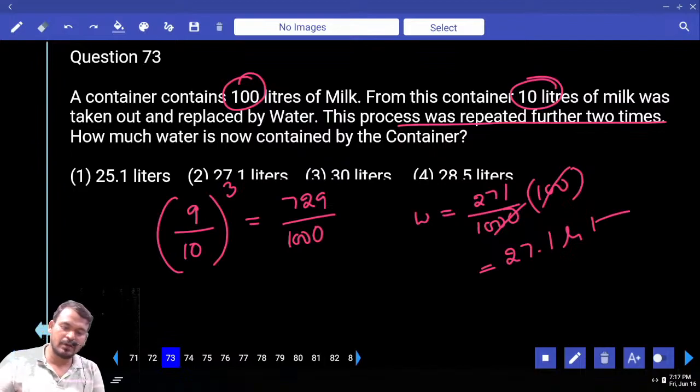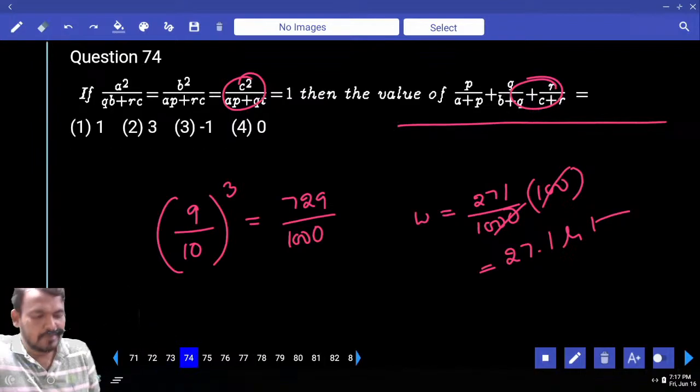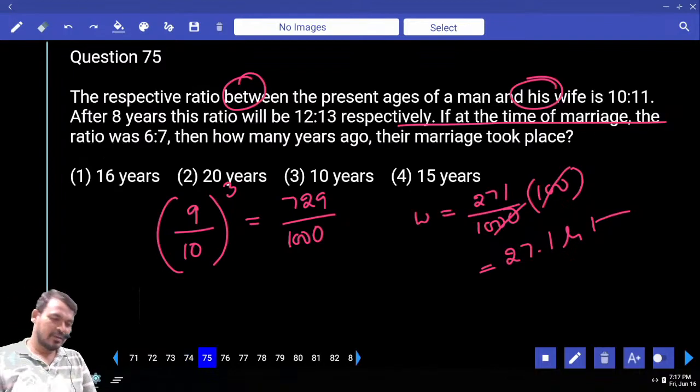Suppose if milk is required, what is the answer we write? 72.9. Or skip the 74 question. It will be a time-taking question. Next, 75.